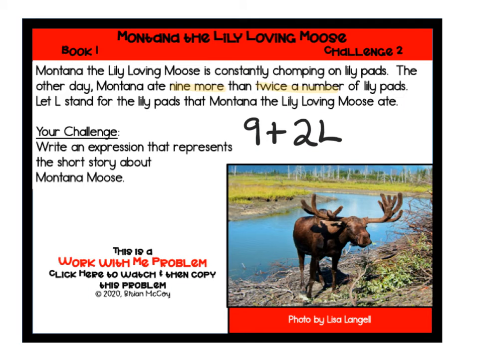And the reason we do that is that anytime you have a number right next to a variable, it means multiply. And that's what twice a number means. It means multiply 2 times some number. In this case, L is our variable representing that, right? So this is one way that you could write it, 9 plus 2L. I'm going to pause the video, or actually you're going to pause the video and get this copied because that's one way of writing it.